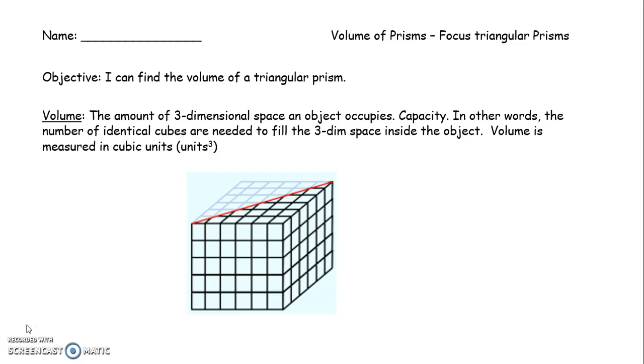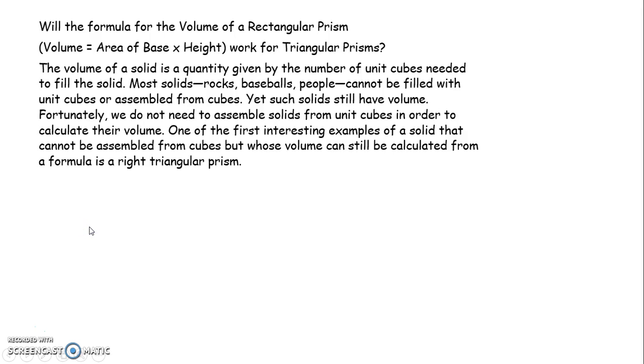Tonight I'm going to try to build why we can do area of the base times the height to figure out the volume of a triangular prism. So let's run through an example. This is from the New York State module, and I kind of like how they build the formula for the volume of a triangular prism, so I thought, well, why not share it with you. It says, will the formula for the volume of a rectangular prism, where our volume, last night we discussed, is area of the base times the height, also work for triangular prisms?